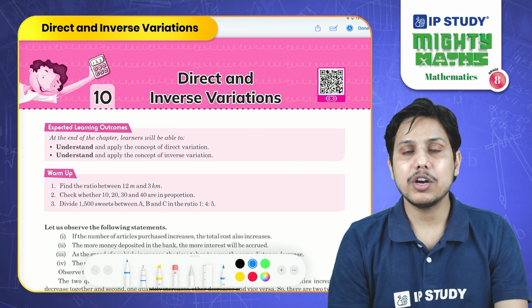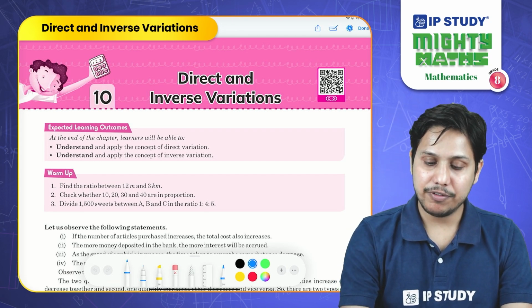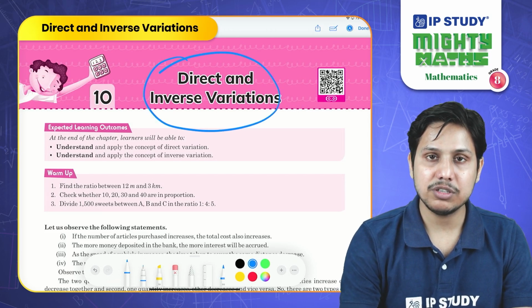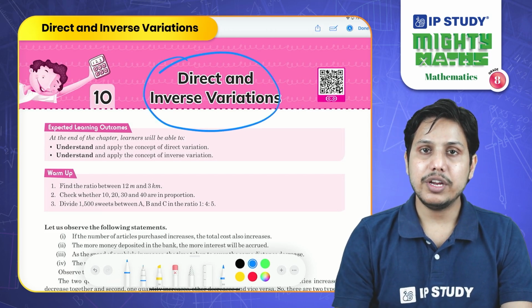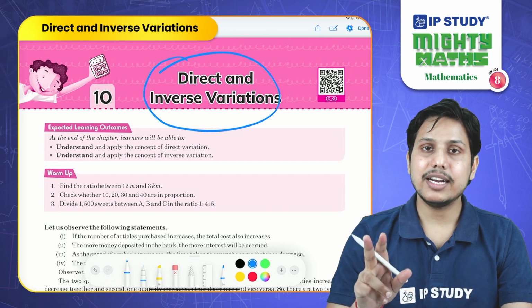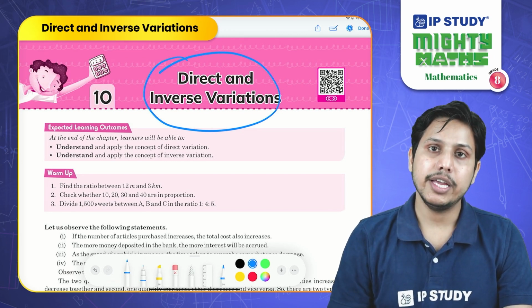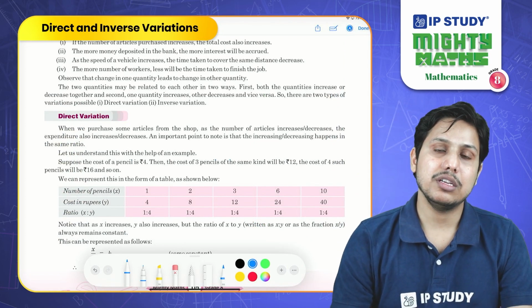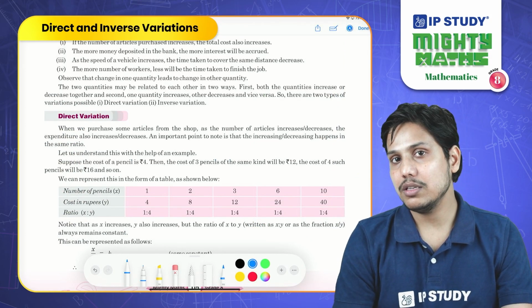In this video, we are going to cover chapter 10 of class 8, and the name of the chapter is Direct and Inverse Variation. So in this chapter, we are going to cover two topics: one is direct variation and the other is inverse variation. What is the meaning of direct and inverse variation? Why do we study these two topics in this chapter?